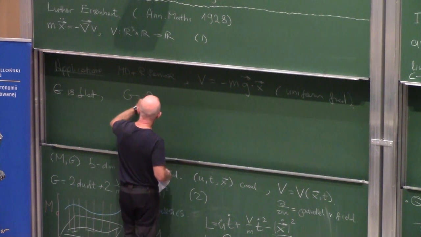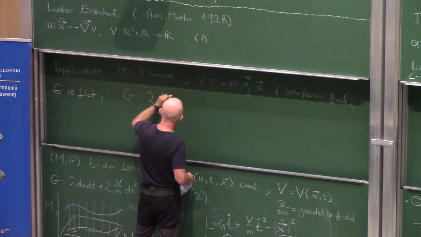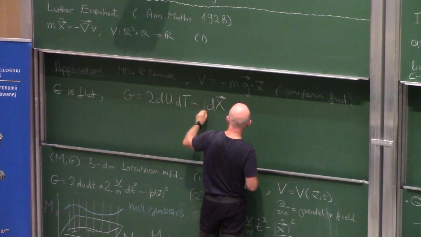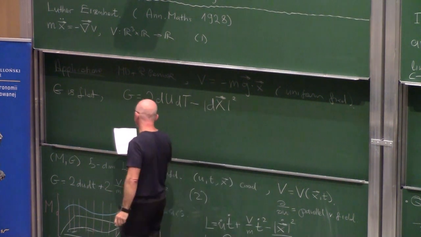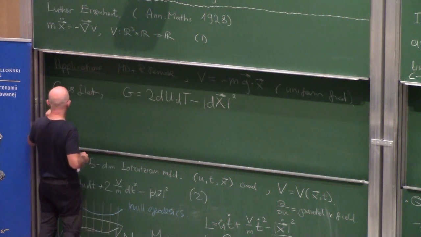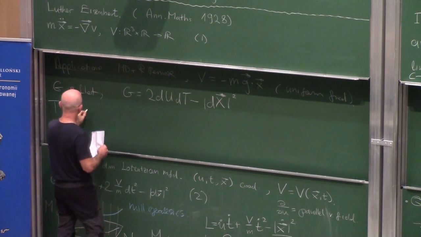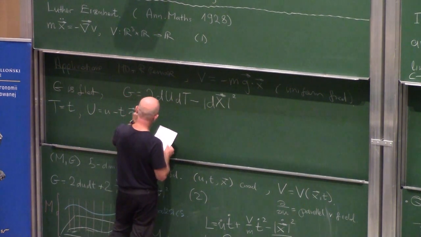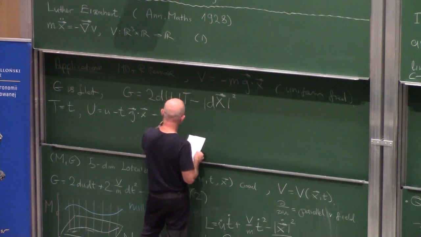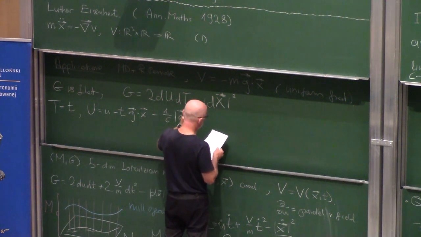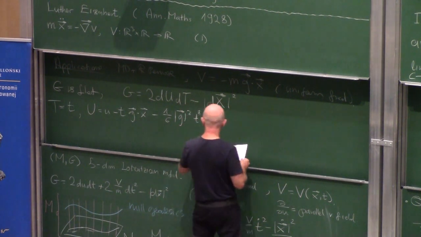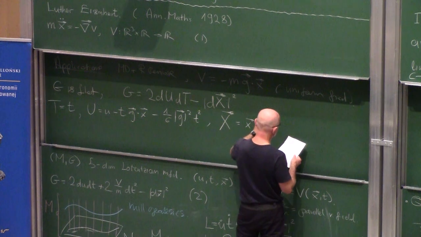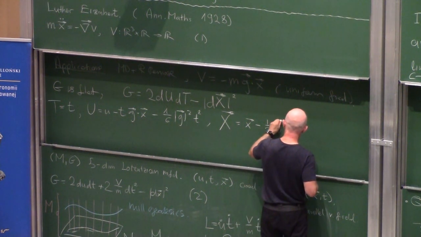I can write G as 2 capital dU dT minus dX squared. This is meant to be a large X. I need to find these flat coordinates, which I can do. What I find is that capital T equals little t, and capital U equals little u minus t g dot x minus 1/6 mod g squared t cubed, and there is also capital X, and that is little x minus 1/2 g t squared.